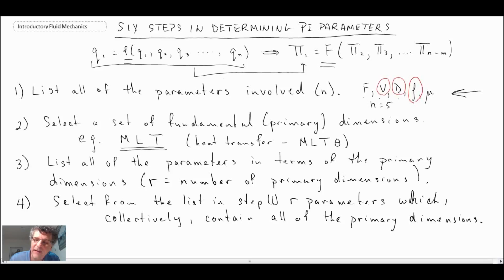And because they themselves represent all the primary dimensions, and they are not scaling of one another. For example, if you have diameter and diameter squared, that would be length and length squared. You wouldn't want to do something like that. You would want to ensure that you're getting different mixes of your primary dimensions when you're selecting these R parameters. And the other thing that you want to do is make sure that the dependent variable is not one of them.